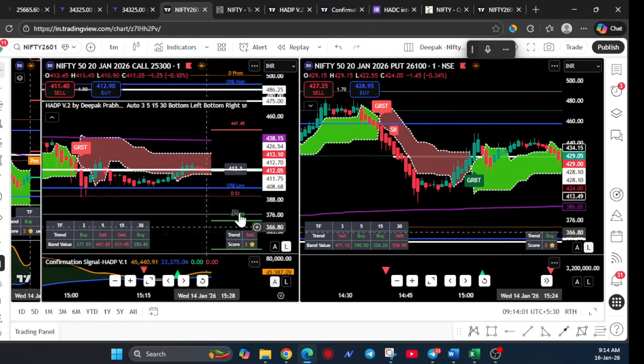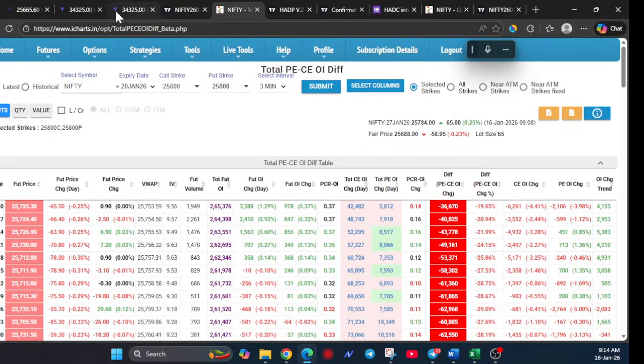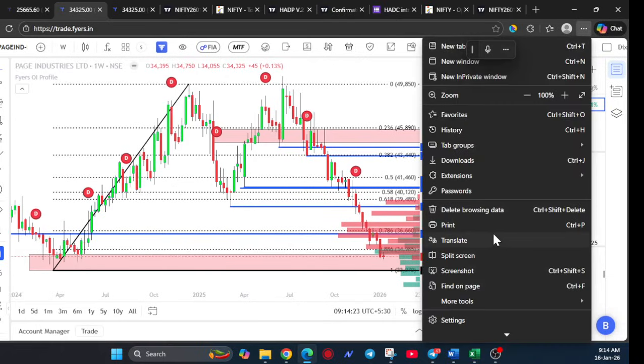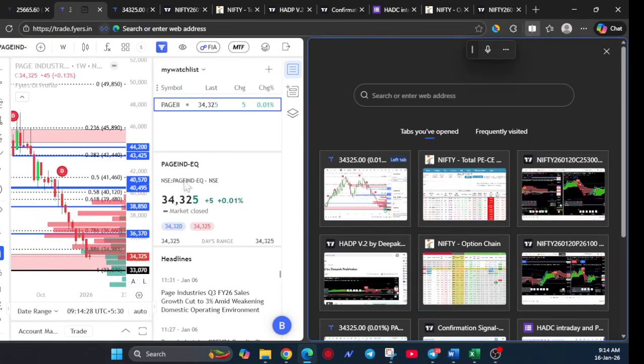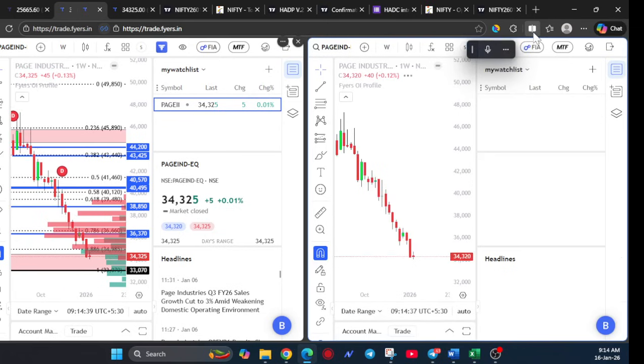Before that, people were asking how to use split for two options. There is an inbuilt option available on Microsoft Edge. On Chrome, it is not there. You will have to find a Google Windows splitter, screen splitter. Here you have split screen on Microsoft Edge. If you do it like this, you will get 2 pages, right? So you can select the chart here, whatever you want, and then open the put option here. You can keep the call option here. This is how you can use it with Microsoft Edge.